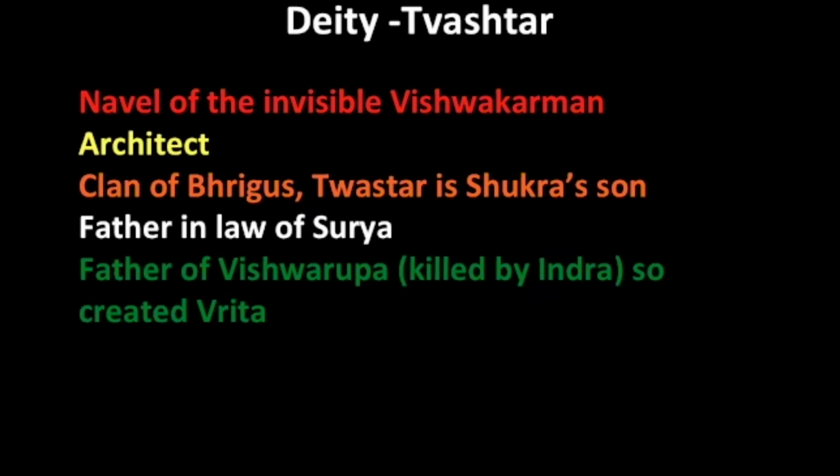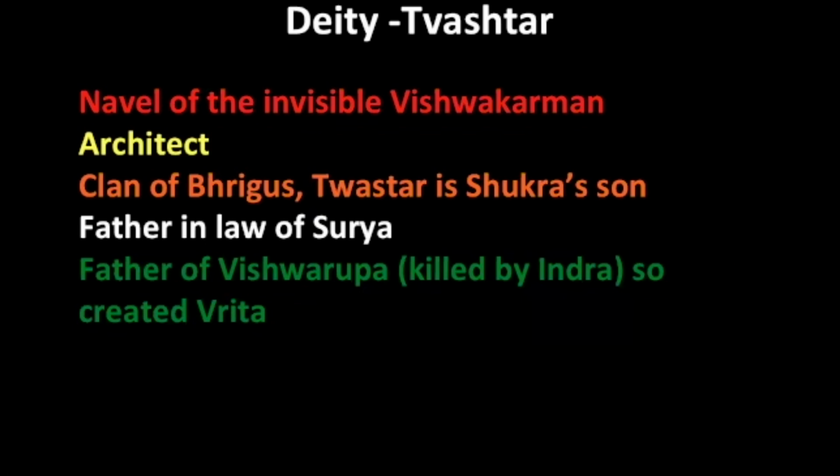And of course, the qualities are the same, the architect. And he's of the clan of Bhrigus. Toshtar is Shukra's son, because Shukra, Venus, comes from the clan of Bhrigus, and Toshtar is considered to be the son of Shukra. Sometimes they say invisible Vishwakarman, sometimes they say Shukra. So there's a dichotomy, but okay. And it was said that Toshtar's daughter was Saranyu, who got married to Surya. I think she gave birth to Yama and Yami, correct?